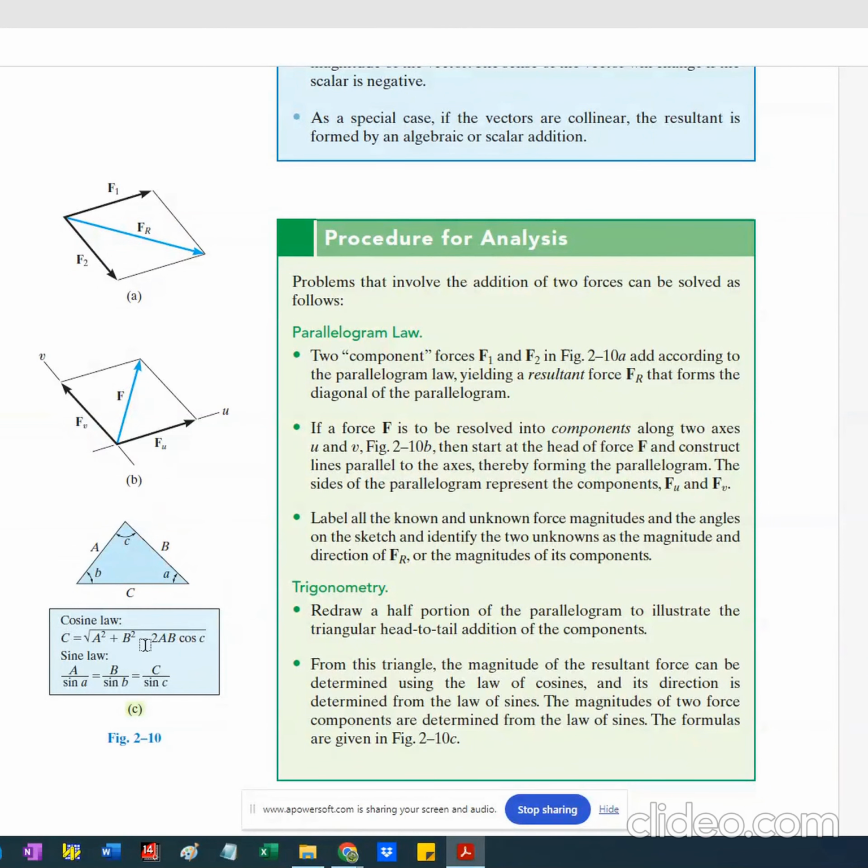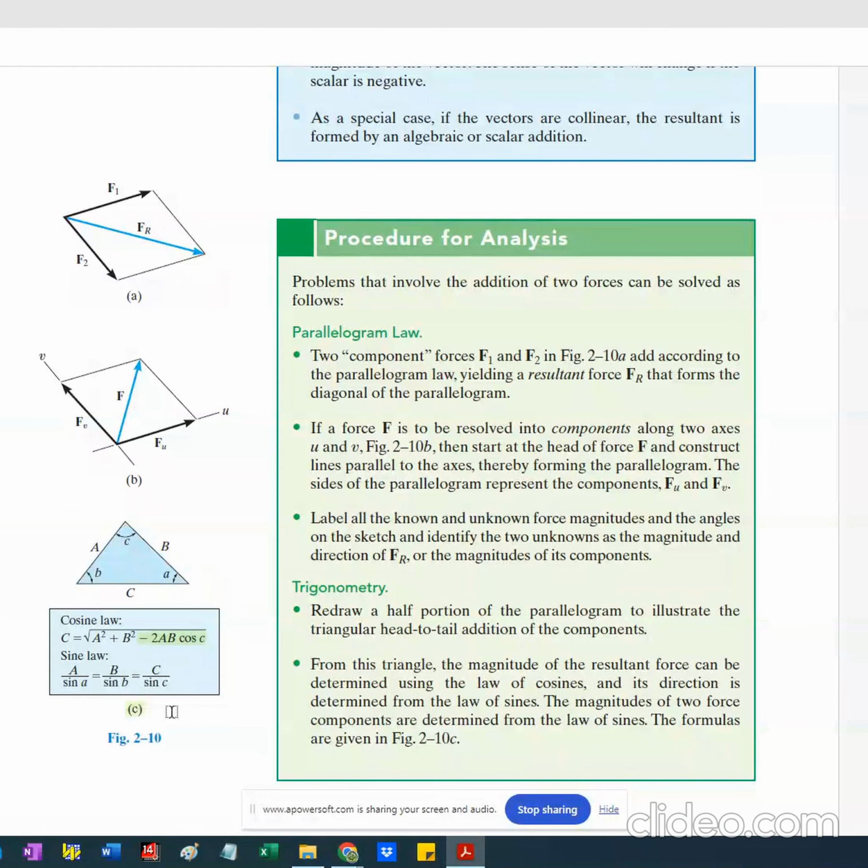And it looks like the Pythagorean theorem, but has this additional term. So one way of remembering the law of cosines: it's a negative, and we have the product of these two, A and B, and then the cosine of the angle between the two. Okay, one way of memorizing.